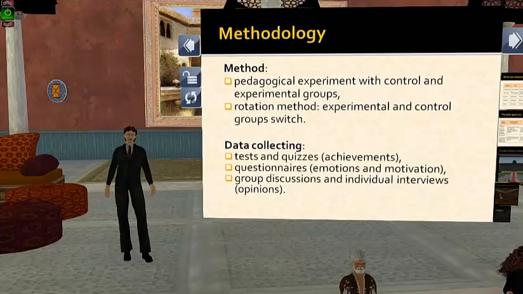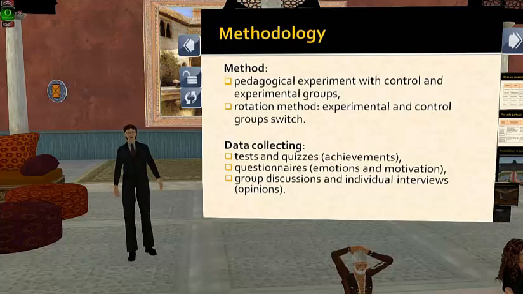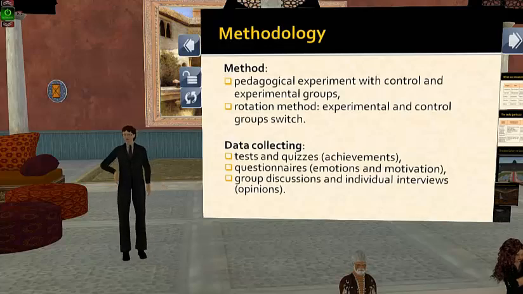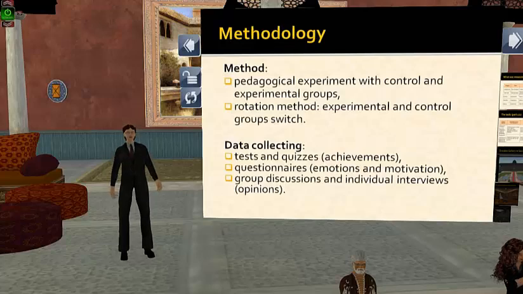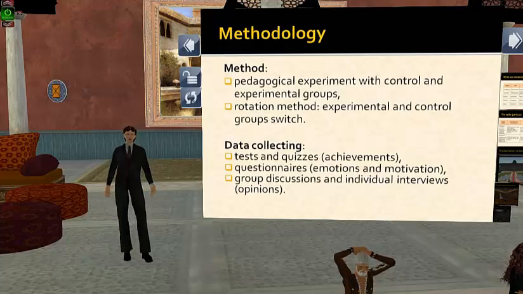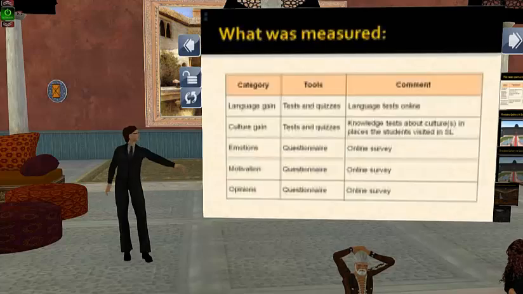I collected data differently. There were tests and quizzes, of course. I measured their achievements, their language achievements. I had a lot of questionnaires which measured their emotions and motivations. We also had group discussions. I had individual interviews with them, so it was a lot of work, really a lot of work. But then it paid off when I looked at the results. When I studied all that material, it really paid off. I had a lot of material to study.